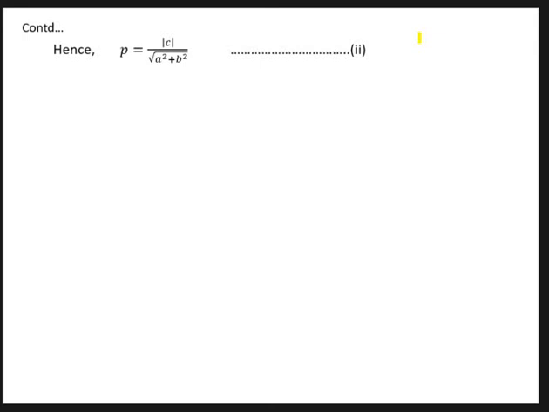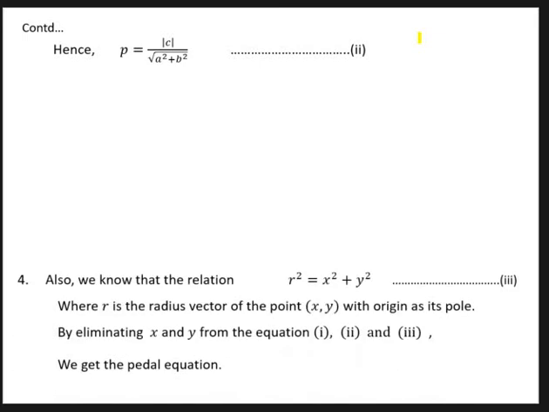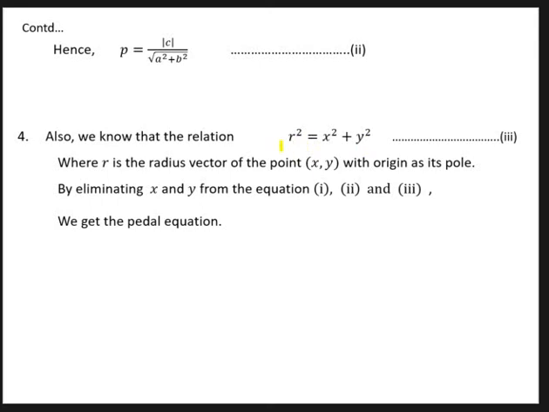And also we know the relation r square is equal to x square plus y square, where r is the radius vector of the point x comma y with the origin as its pole. Treat this as equation 3. Now by eliminating x and y from the above equations 1, 2 and 3, we get the pedal equation. So this is the working rule to find the pedal equation of the Cartesian curve. Now let us work out a problem.